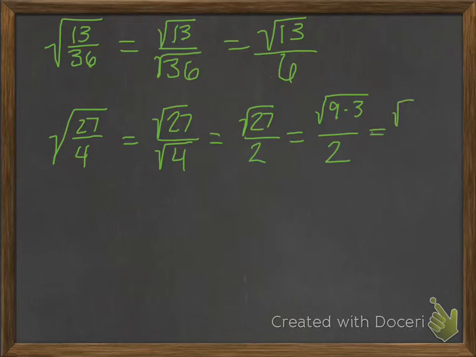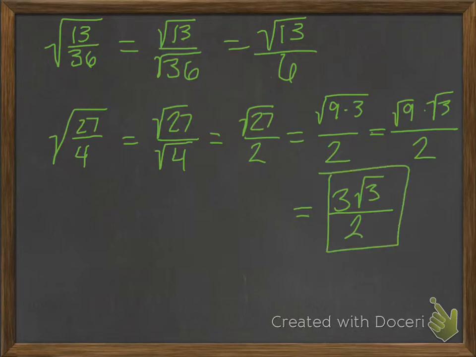So that equals the square root of 9 times the square root of 3 all over 2. So then our final answer, we know the square root of 9 equals 3. It's being multiplied by the square root of 3. And the whole thing is over 2. So this is going to be your final answer.